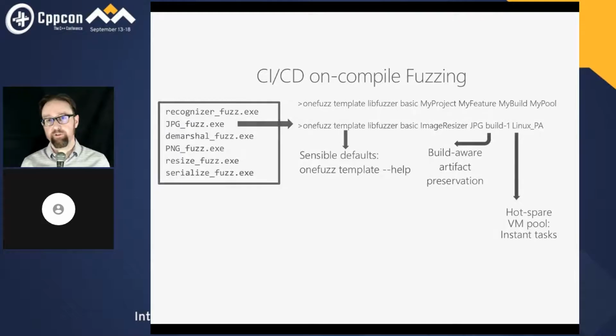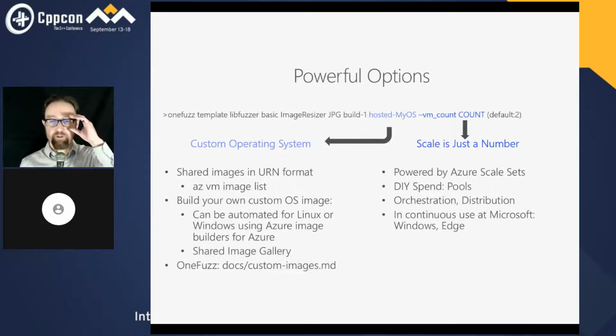And beyond these defaults, there are powerful options. So I mentioned the need to be able to do custom operating systems. That comes from a pool that you can set up. And you can do everything from pulling public images out of Azure VM image list off the Azure CLI. Anything in the URM format works, to using automation to take your daily build of an operating system and create a custom bootable image of that operating system. Or if you're an operating system dependent product, or you're doing something exotic like fuzzing a hypervisor using nested virtualization, you can create and test your own custom operating system image and then do all of your fuzzing on it.